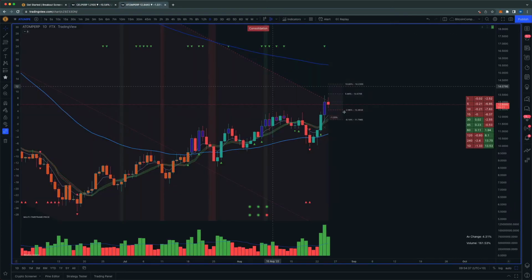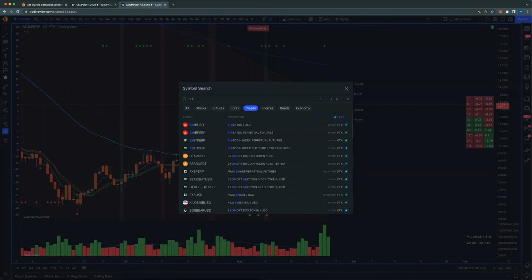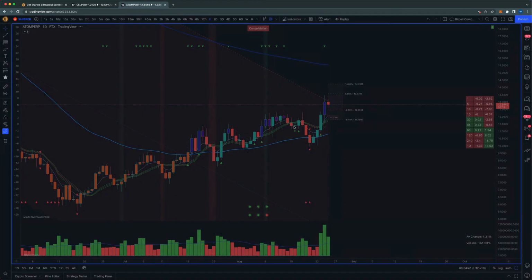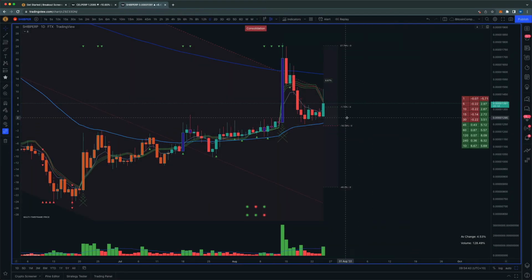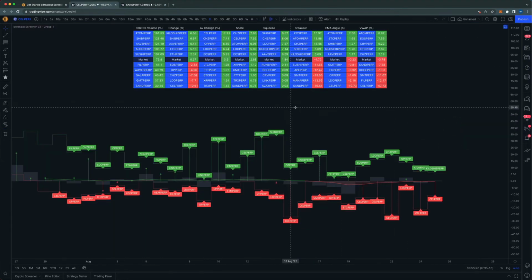Okay. Let's have a look at SHIB as well. Second best performer, 128% relative volume. And there we go. It was all to the upside, and we're looking at a 6.67% move, or all up, including the wick, a 14% move. But we can see the daily chart, we're 6.67% up at the moment.